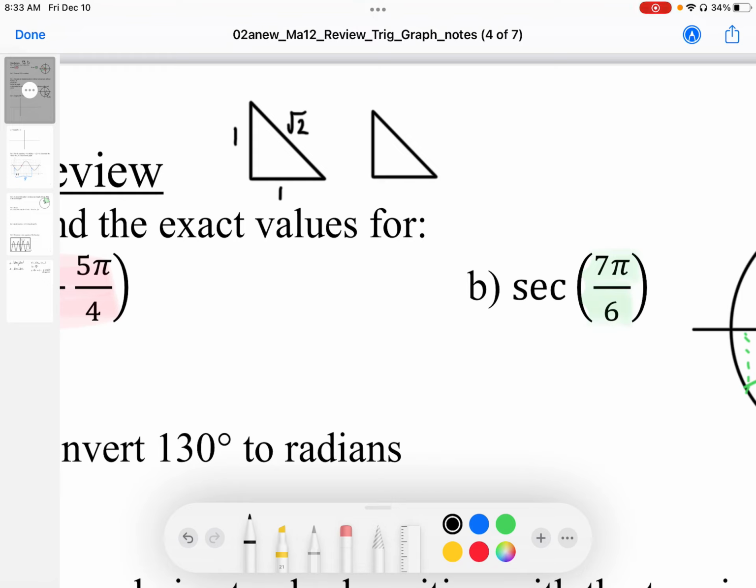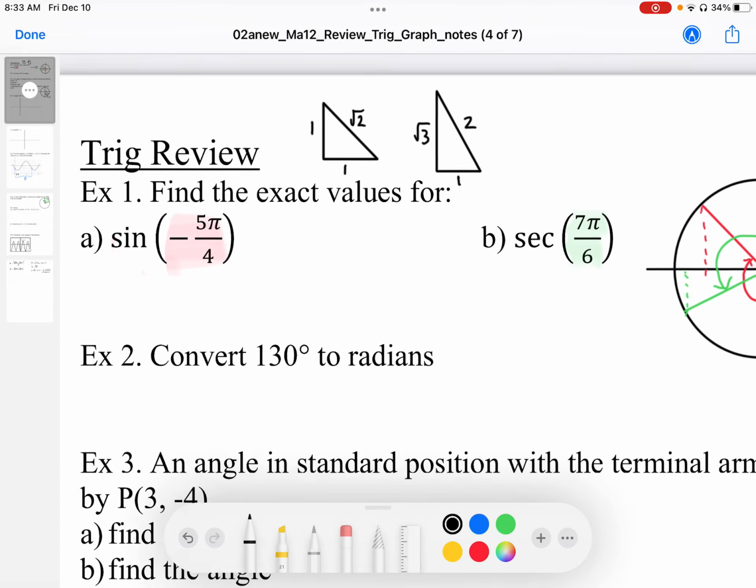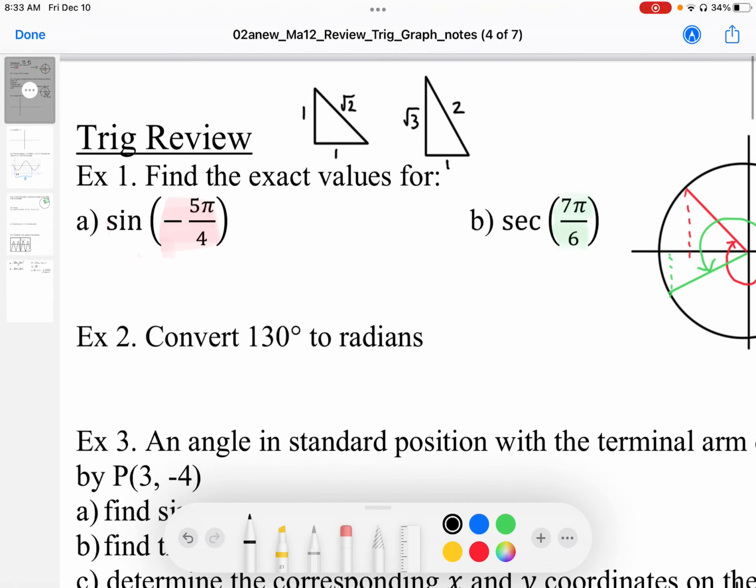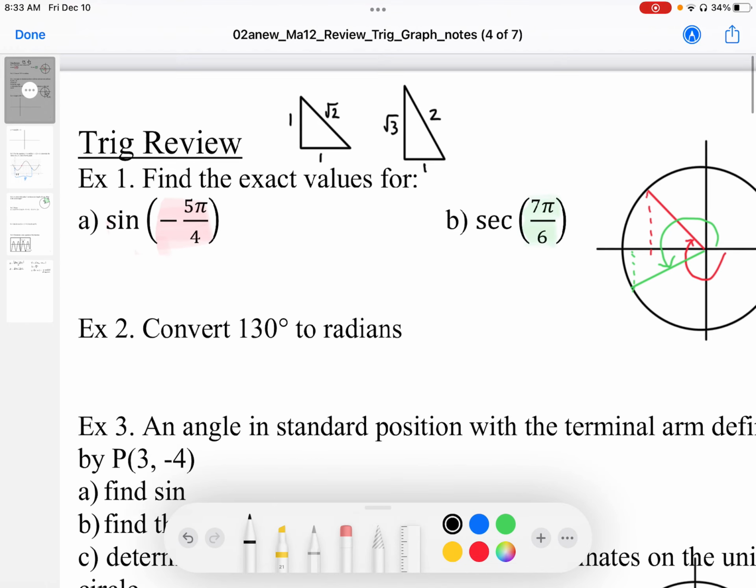You draw that. Our 30-60 triangle is going to be a little bit taller and thinner. So our 30-60 triangle has a ratio of 1, 2, and √3. So first of all, we have to identify the location of these angles.